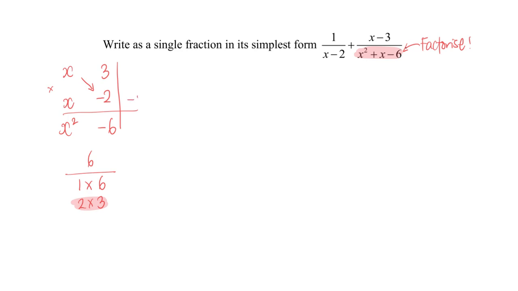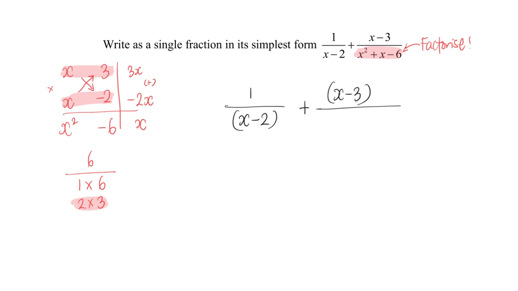And when I cross multiply like this, x times 3 is 3x. Well, 3x plus negative 2x does give me back my positive x. So I will be able to get my factorized form here. This will be the first step, where I will have 1 over x minus 2, plus x minus 3 over x and positive 3, x and negative 2.